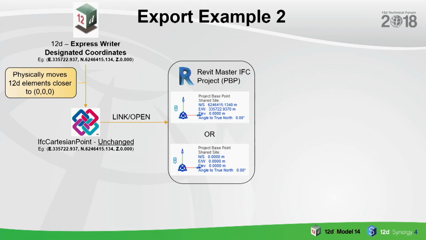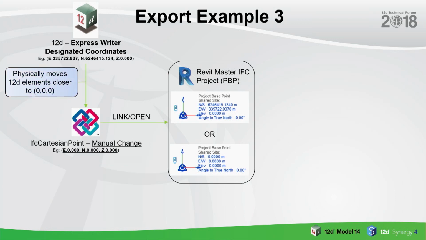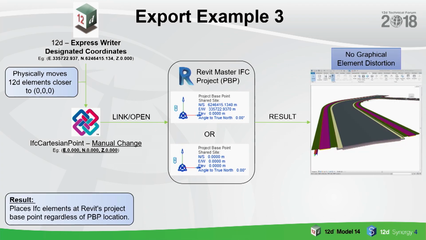Example 2. We shift the model closer to 0 so Revit can read it. We don't change the IFC Cartesian point in the IFC file. Regardless of the number we choose, we still end up with element distortion. Example 3. We shift it in 12D for our output. We change it to 0, 0, bring it into Revit, and we have perfect replication of the geometry inside the Revit space for us to use.